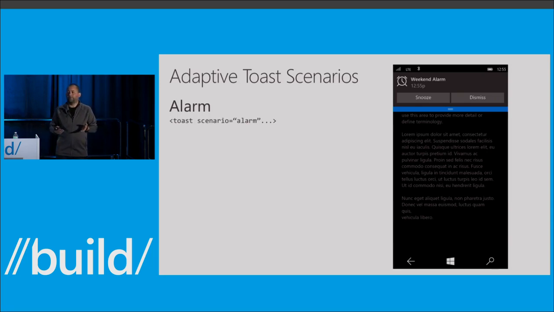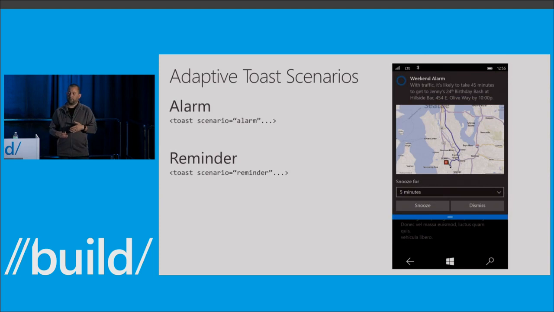Because it's an alarm type of notification, we wanted to give developers a way to say, go ahead and pre-expand this. And something very similar applies for reminders. Again, whenever your reminder to go home comes up from Cortana and you want to beat traffic, you don't want to have to pull it down. We wanted to let you use the scenario reminder to actually pre-expand that notification so that it shows up as big as it should be for the user.